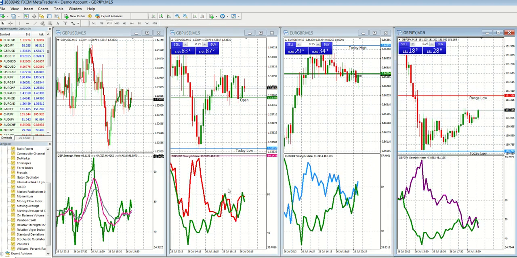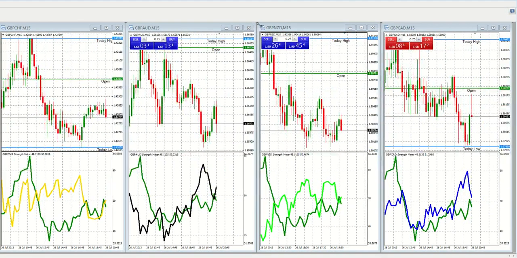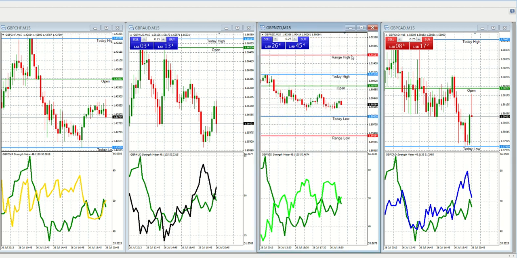Then we have the individual pairs. We have the pound dollar, the euro pound, the pound yen, and then over on my other screen we've got the pound Swiss, pound Australian, pound New Zealand, pound Canadian. They all have their own individual paired up strength meters, so I can look at them together. Each one of these also has my dynamic daily range indicator on it. I also use that for potential points where things could run out of gas and reverse the other way.